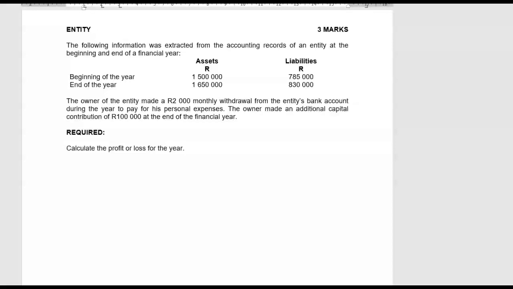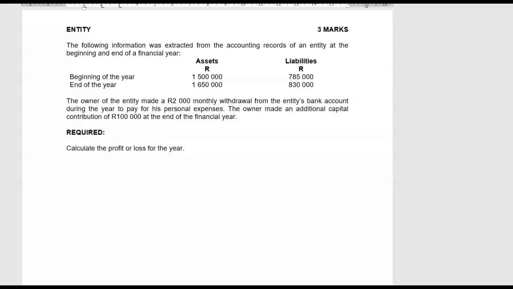The following information was extracted from the accounting records of an entity at the beginning and end of a financial year. They give us asset figures at the beginning of the year, 1.5 million, liabilities at the beginning of the year, 785,000, end of the year assets 1,650,000 and liabilities 830,000.